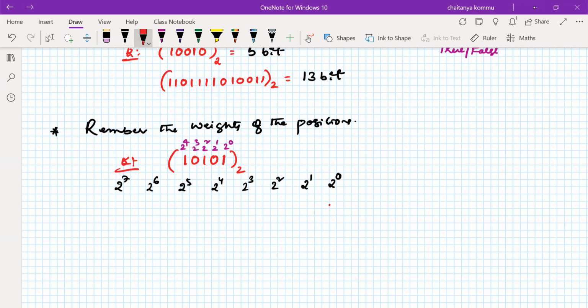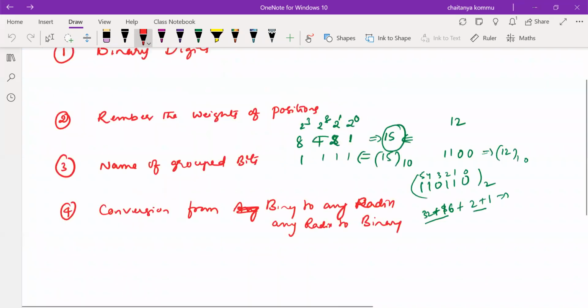What are its weights then? 2 power 0 means 1, everybody knows that. 2 power 1 means 2. 2 power 2 means 4. 2 power 3 means 8. 2 power 4 means 16. 2 power 5 means 32. 2 power 6 is 64, and this is 128. So these weights, these values, you should know. Then it's very easy to understand this point.